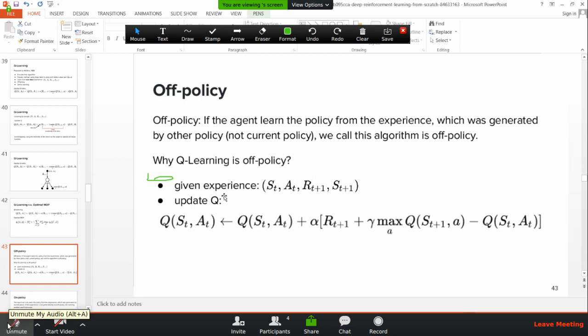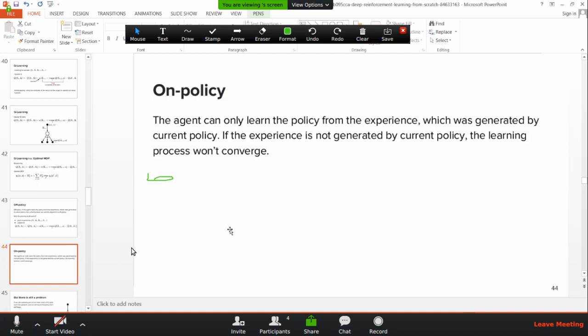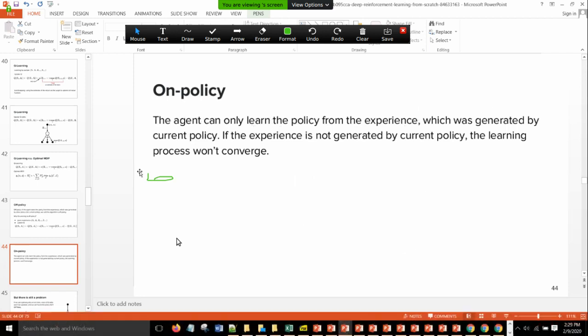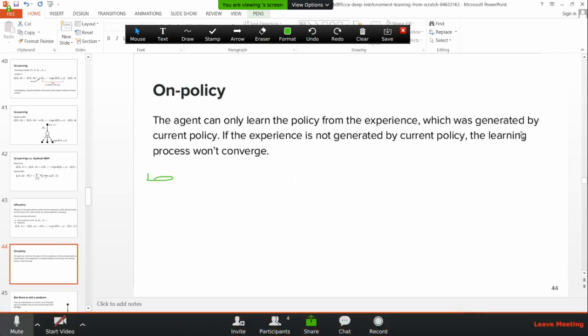And then, yeah, this is the same equation we saw. On policy is nothing but the agent only learns the policy from the experience which was generated by the current policy. So if the experience is not generated by the current policy, the learning won't happen. I don't know what you understood. On policy means it learns only from the current policy. Off policy means it takes the experiences of other policies also and learns from them.